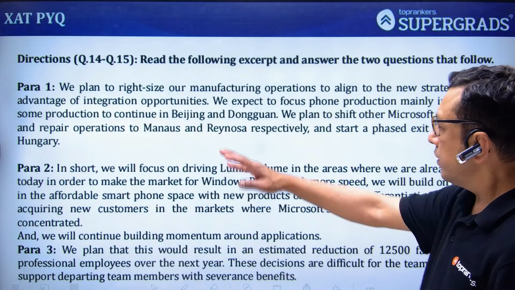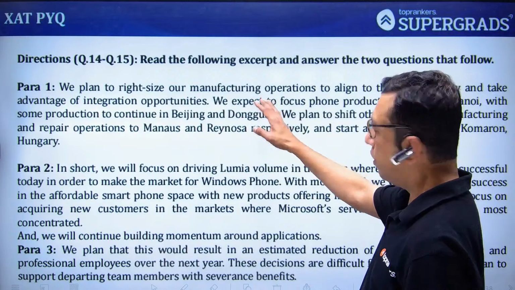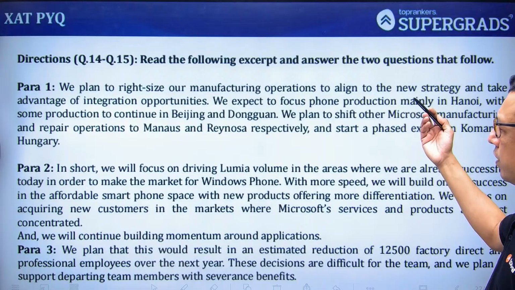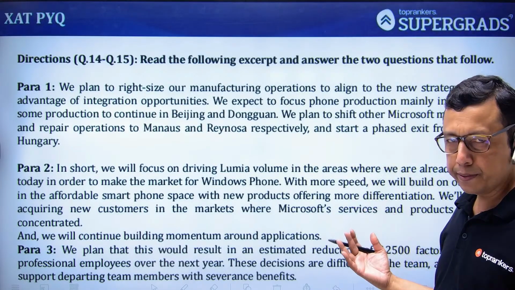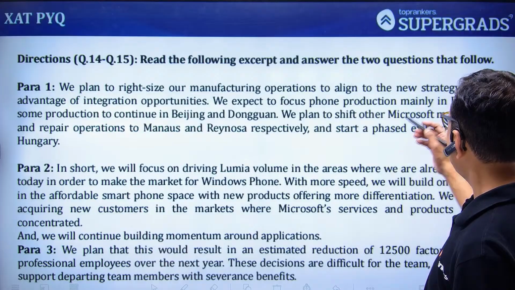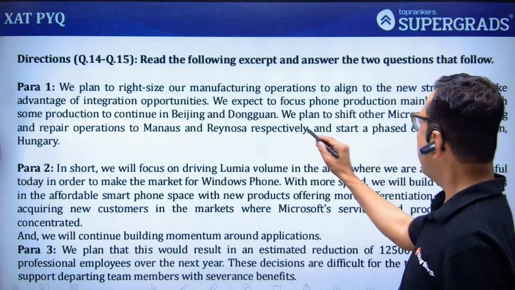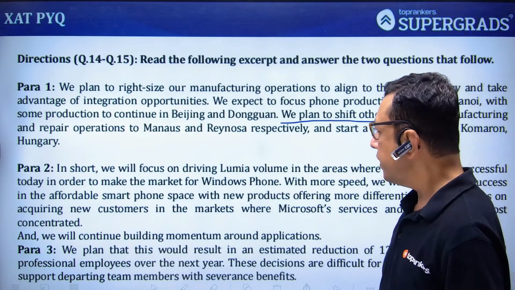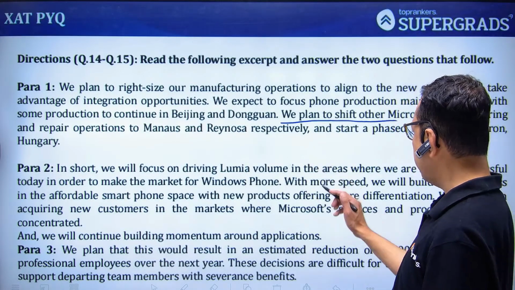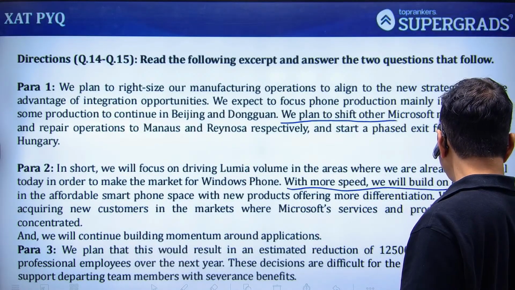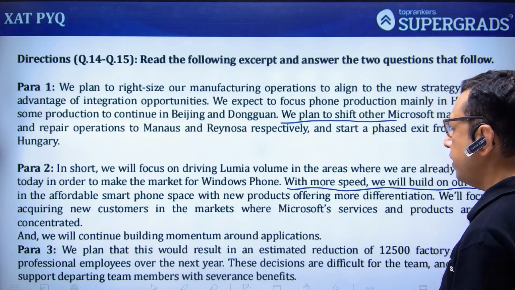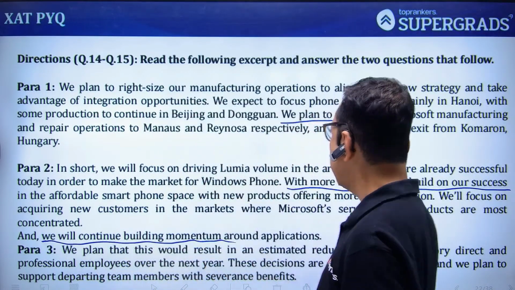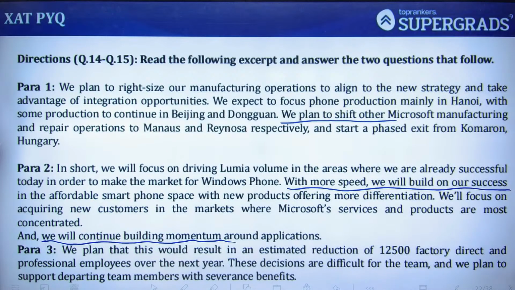But before I do that, let's quickly read it up. We plan to right size our manufacturing operations to align to the new strategy and take advantage of the TCAP. It seems it's coming from a company. We expect to focus on phone production mainly in Hanoi. So we plan to shift. This is the main takeaway from the first paragraph. Second, in short, we will focus on driving the volume. With more speed, we will build on our own success, right? In the markets where, and we will continue building momentum. So this seems to be the main takeaway from the second paragraph.